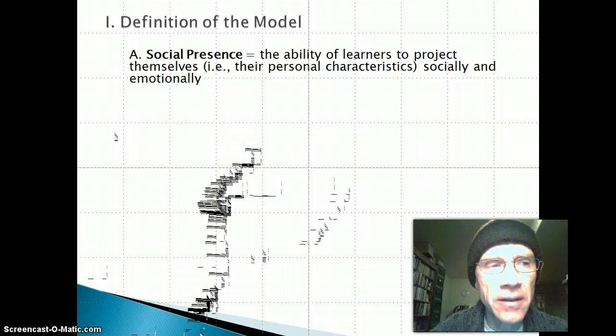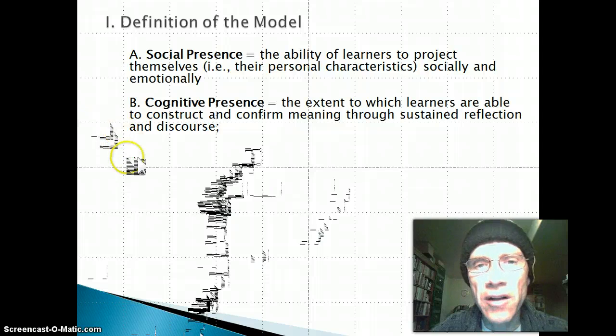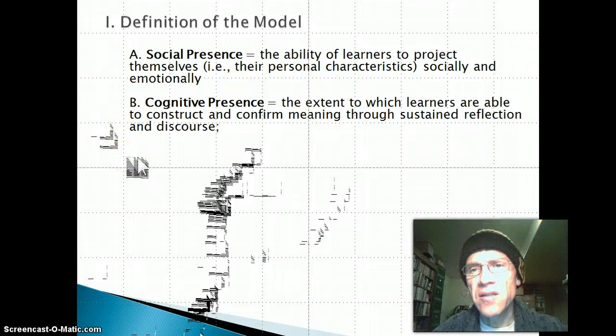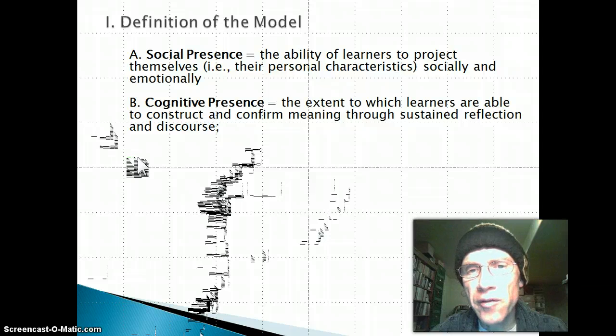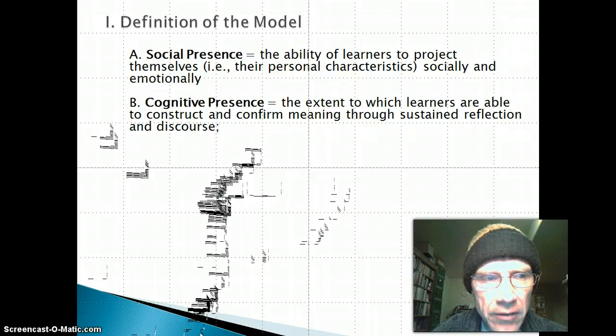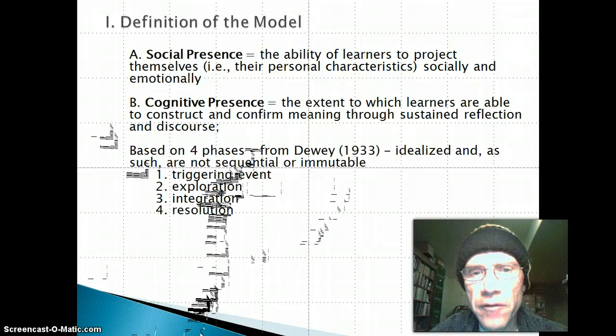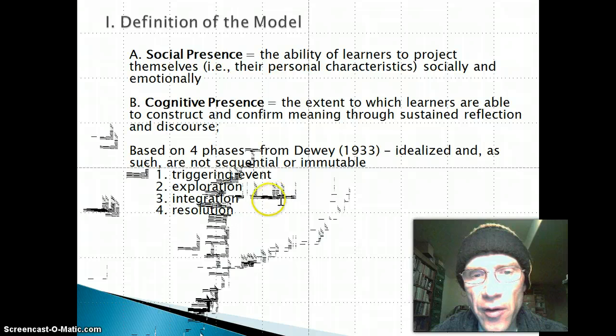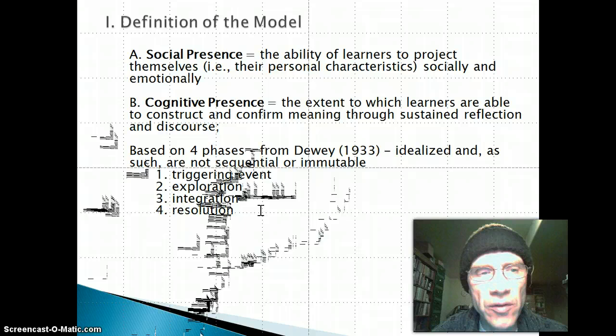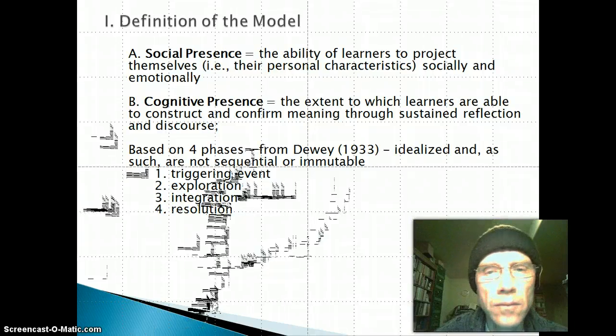Moving on to the second aspect, we have the cognitive presence. This is the extent to which the learners construct and confirm meaning, primarily through reflection and discourse. The authors rely heavily upon the work of Dewey and his four phases of the cognitive process: triggering event, exploration, integration, and resolution. You can see that these principles are very much along.